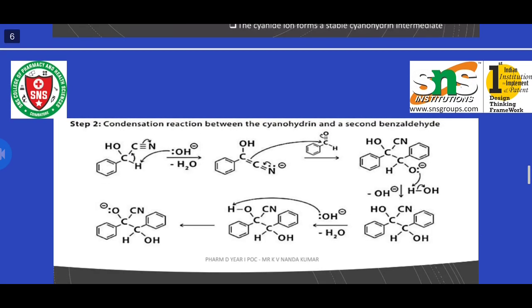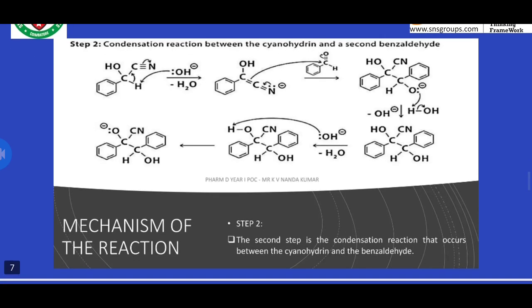Next, we will move to step 2. Here, this cyanohydrin attacks another unreacted molecule of benzaldehyde. So this cyanide reacts with another molecule. See here, it undergoes a hydrolysis reaction. You get one molecule. Next you approach another molecule of benzaldehyde. You can get one intermediate; there are 3 intermediates.